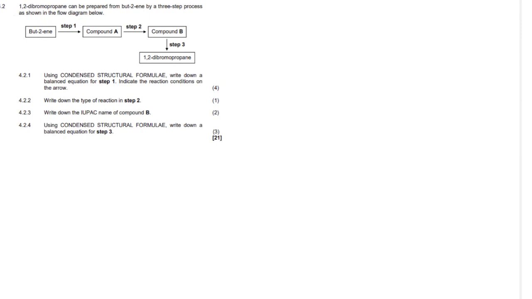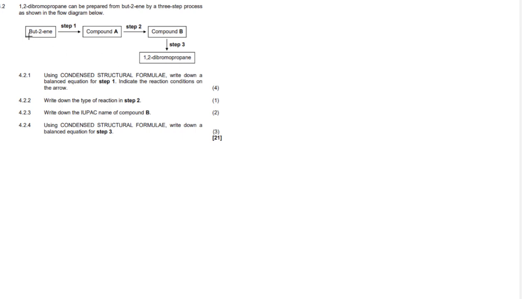This question 4 says, okay, 1,2-dibromopropane can be prepared from but-2-ene by a 3-step process as shown in the flow diagram below. This was an interesting question for me. This is not often seen, where they show multiple steps of unknown ways. So but-2-ene goes to compound A, goes to compound B, and then 1,2-dibromopropane. This struck me as quite interesting.